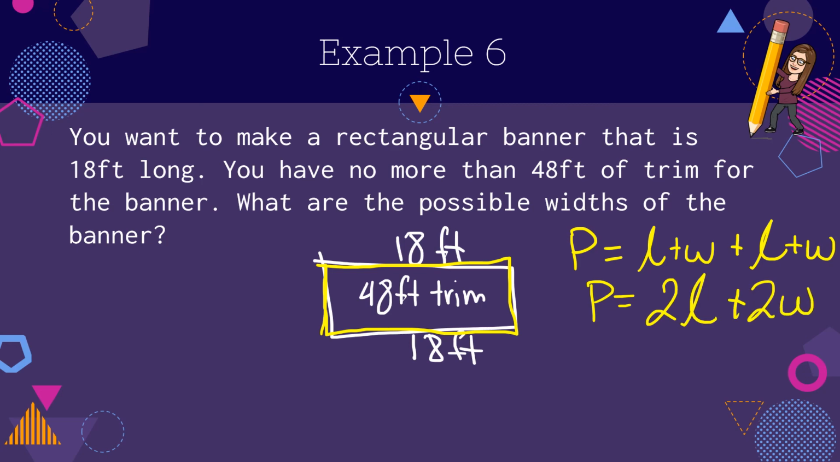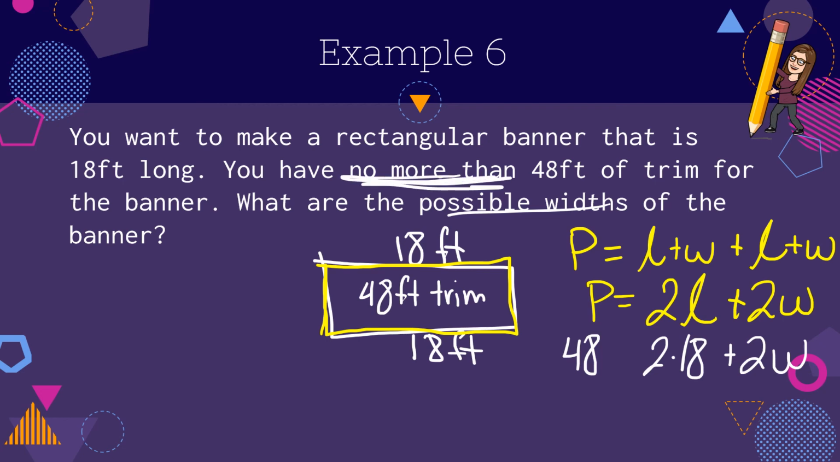Alrighty, well, we can fill in some of this. We know that our goal perimeter is 48. We know that our length is 18. And I don't know my width, right? That's what are the possible widths? That's what we're trying to find. Now be careful, we have no more than 48. Could I use less than 48? Yeah, I could use less than 48, but 48 is the biggest, the greatest amount that I could use. I physically don't have more than 48 feet. So look at how I wrote that. 48 is the greatest amount of material I have.